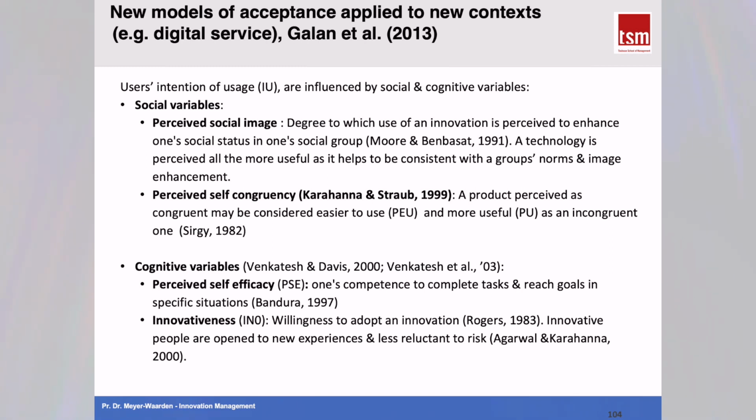Technology is perceived all the more useful as it helps to be consistent with the group's norms, image enhancement. Perceived self-congruency is the congruence of a product with the values of a user. A product perceived as congruent may be considered easier to use and more useful than an incongruent one. Cognitive variables include perceived self-efficacy, which is one's competence to complete tasks and reach goals in specific situations due to a new technology. And innovativeness is the willingness to adopt an innovation. Innovative people are more open to new experiences and innovation and less reluctant to perceive risk.